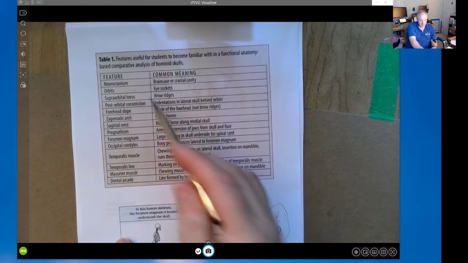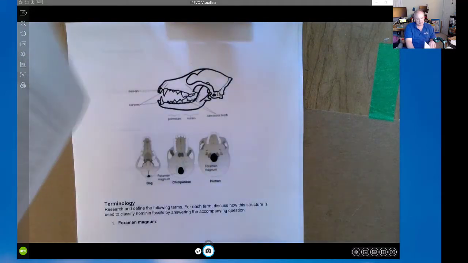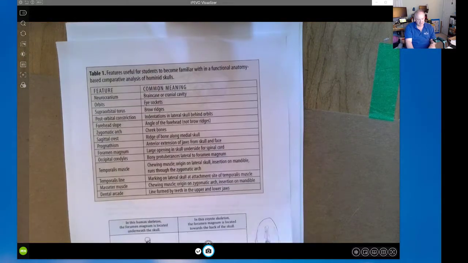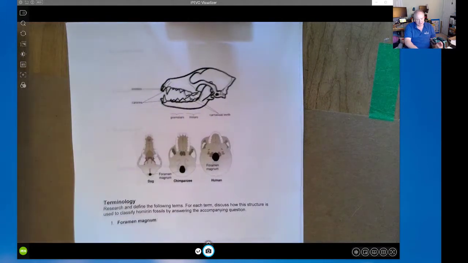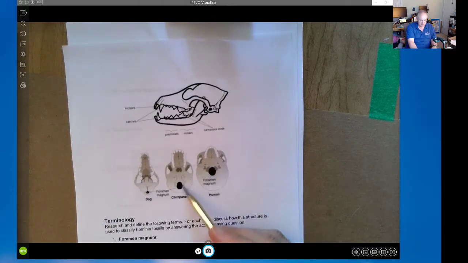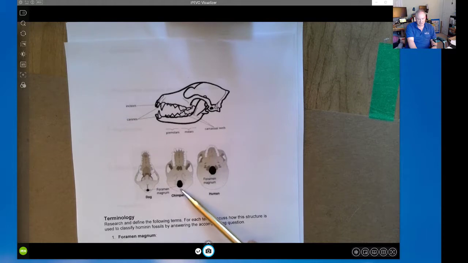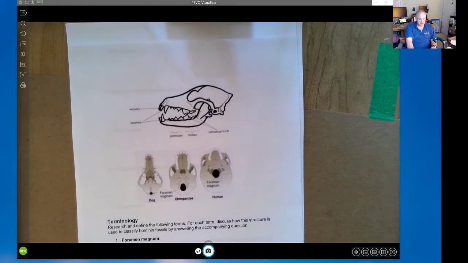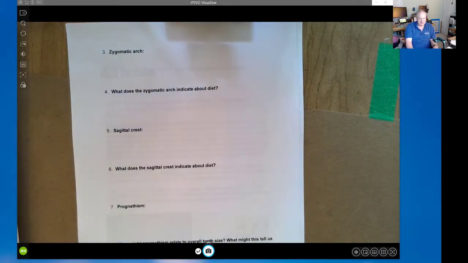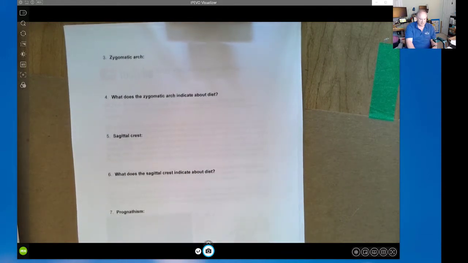So please go through the various little summaries that I have on the sheet for you in Table 1. You can see the foramen magnum here. Chimpanzee on all fours, closer to the front you see the human. Various other terminology. And then I just want you to recite some of the terminology because that's important. And so in your own words you can decide what these things are.